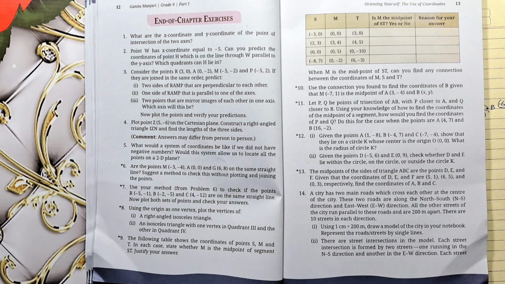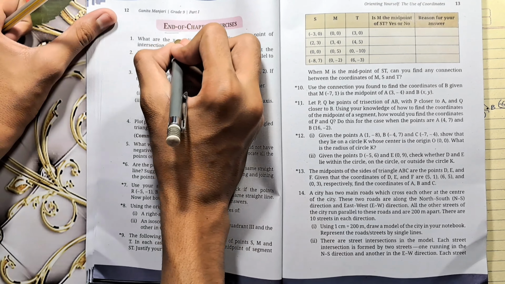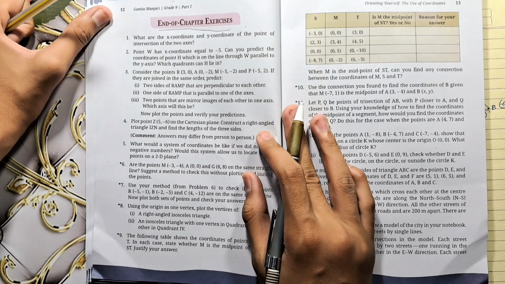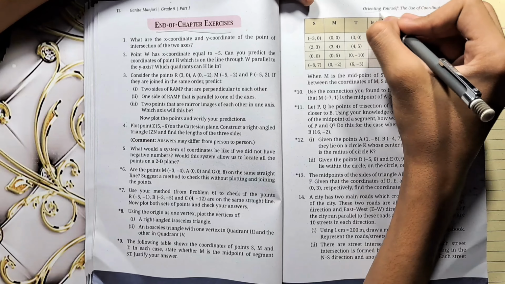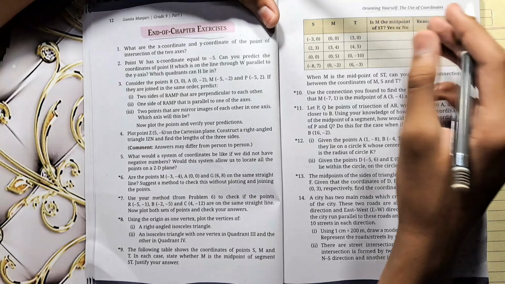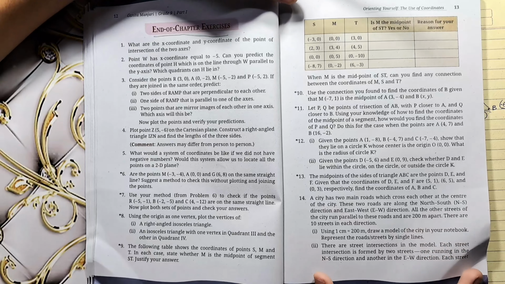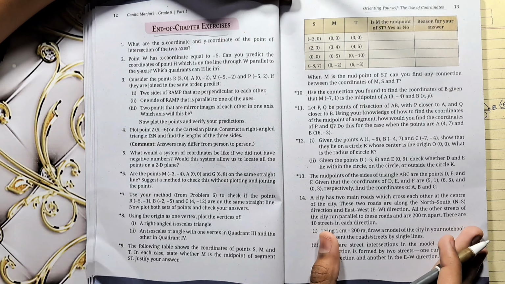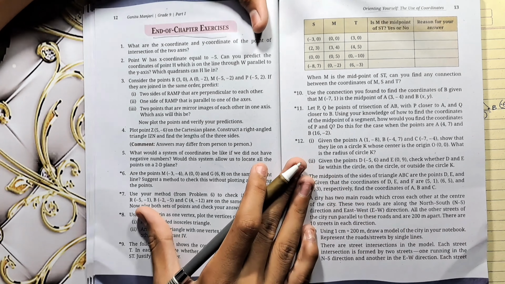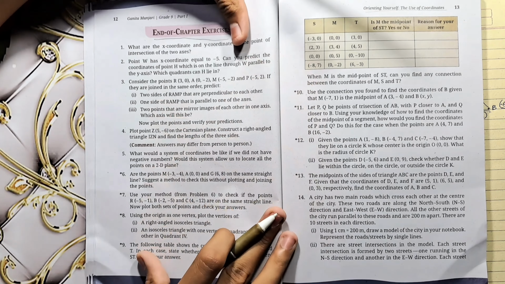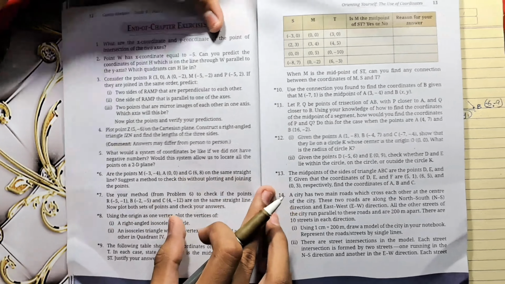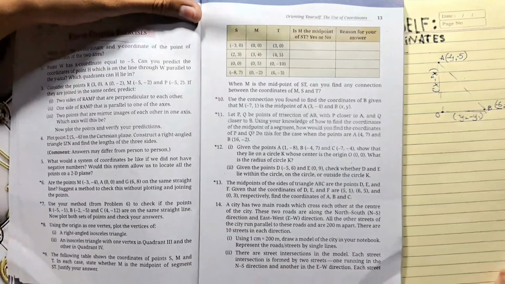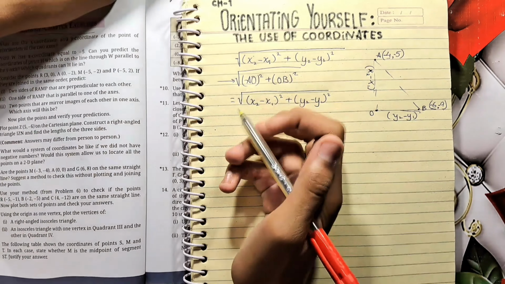So in this video we will be covering the end of chapter exercises, and through this video I will be explaining the whole chapter of orienting yourself, the use of coordinates, in this very little exercise. This consists of 16 questions, and in this video we will be covering 8 of them. Firstly, let us take out our notebook and note this up.